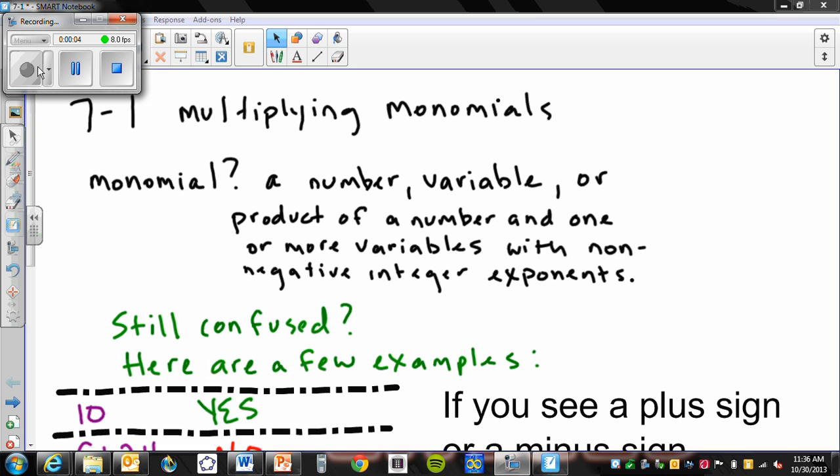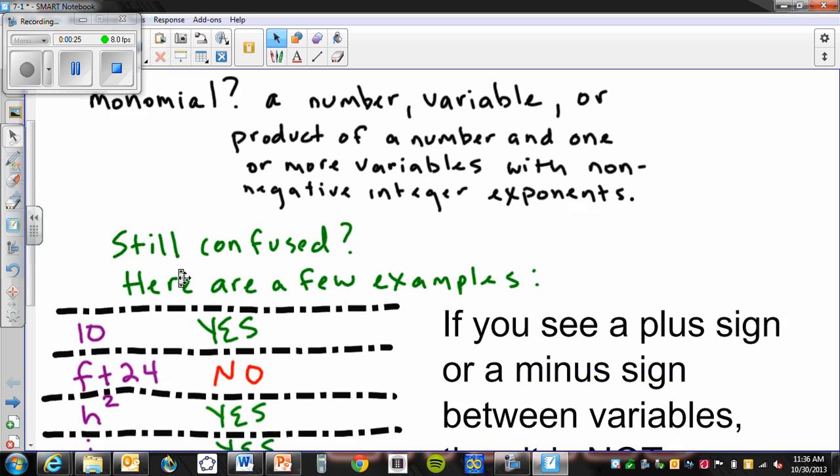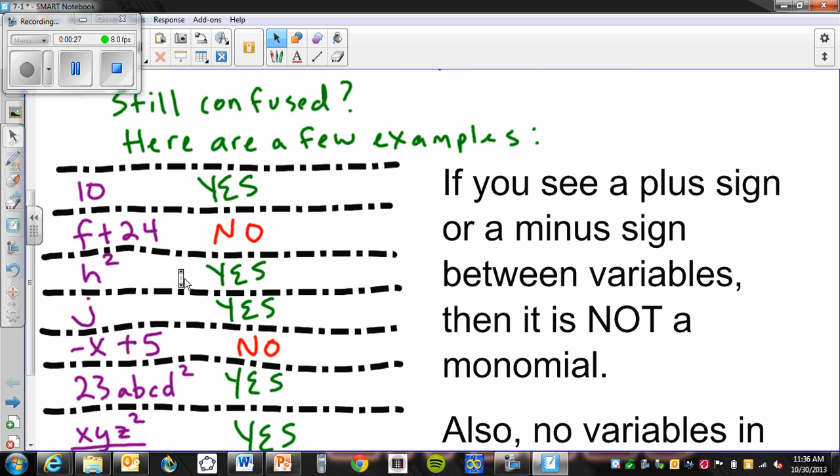Alright, today we are doing 7-1, multiplying monomials. What is a monomial? The definition says a number, variable, or product of a number and one or more variables with non-negative integer exponents. That doesn't make too much sense, so let's just do a couple examples.